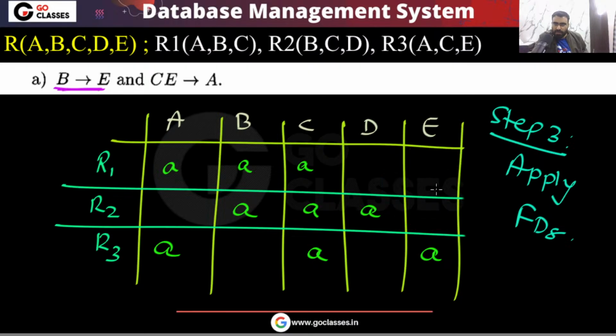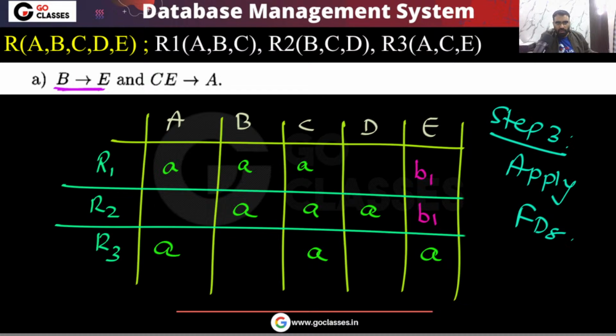So what should I do? I can put some value. I don't know what value, but I know that they must be the same. So I will put some value, some random value, you can put B1. No problem. The point is they will be the same. Is this clear? Some random value you can put.